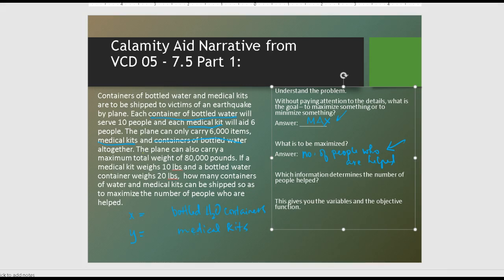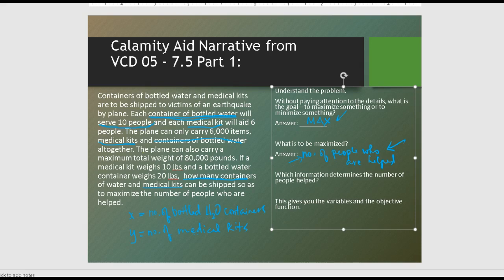And then you ask yourself, what about the bottled water containers is going to be in the X? Is it the weight? Is it the volume? Or is it just the number of bottled water containers? The question, how many containers and how many medical kits, tells you what exactly this quantity is. So it's the number of bottled water containers and the number of medical kits. Because now you're going to focus on the first detail: each container of bottled water will serve 10 people.